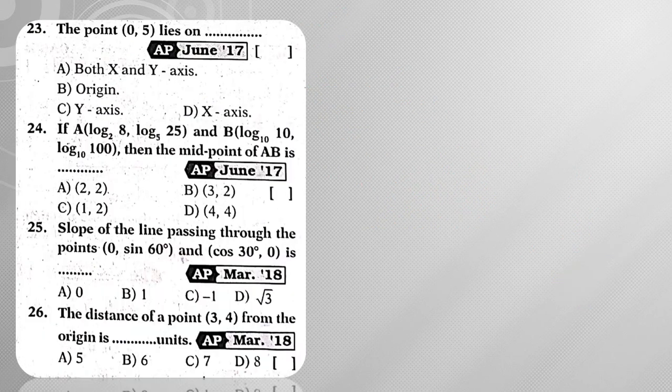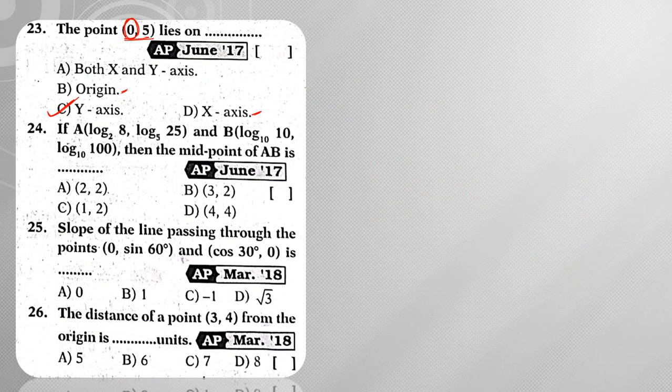Next, moving on to question number 23. The point 0 comma 5 lies on. Here if you observe, the x coordinate is 0. So x coordinate is 0 means it lies on the y axis. When the x coordinate is 0, it lies on the y axis. If the y coordinate is 0, then you can say it lies on the x axis. If both x and y are zeros, then simply we can say that it is the origin, right?